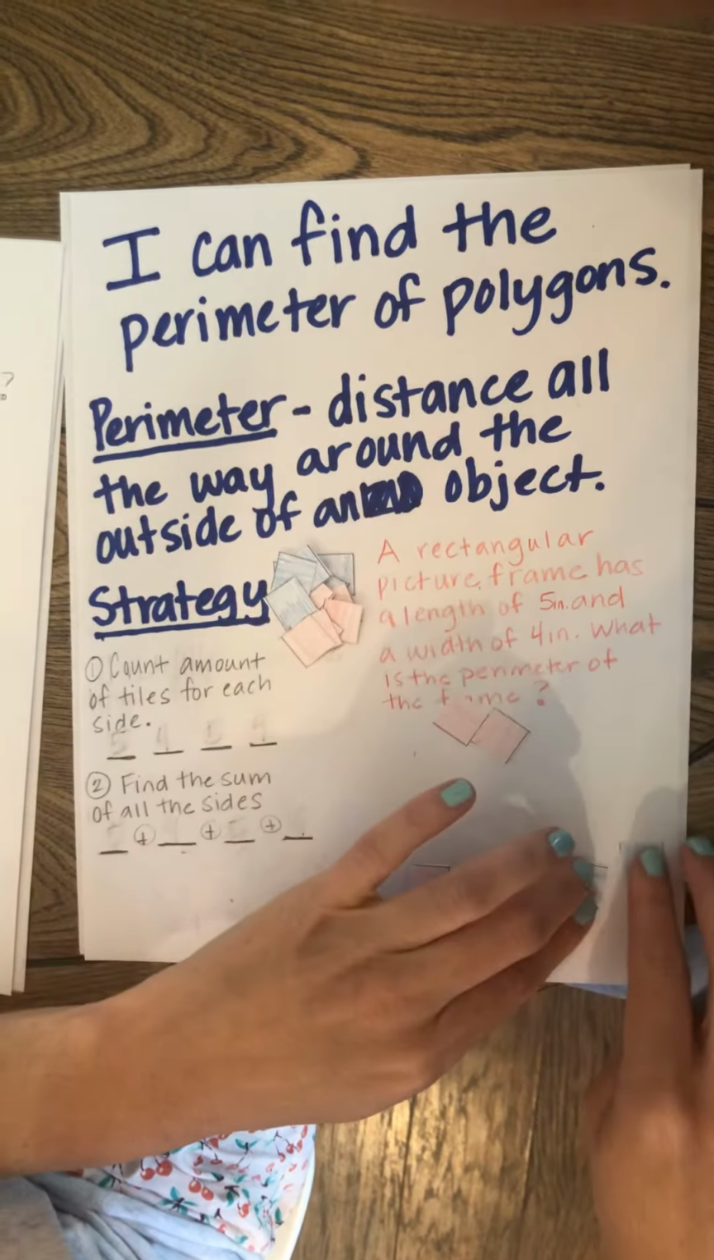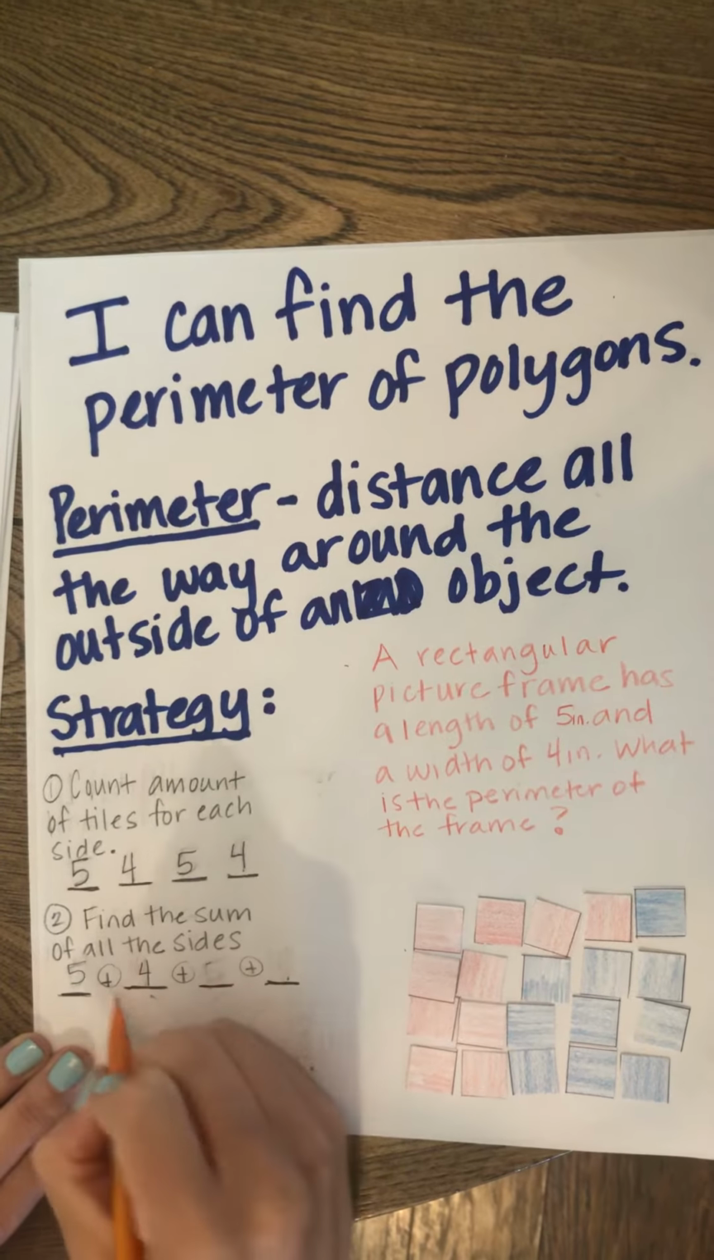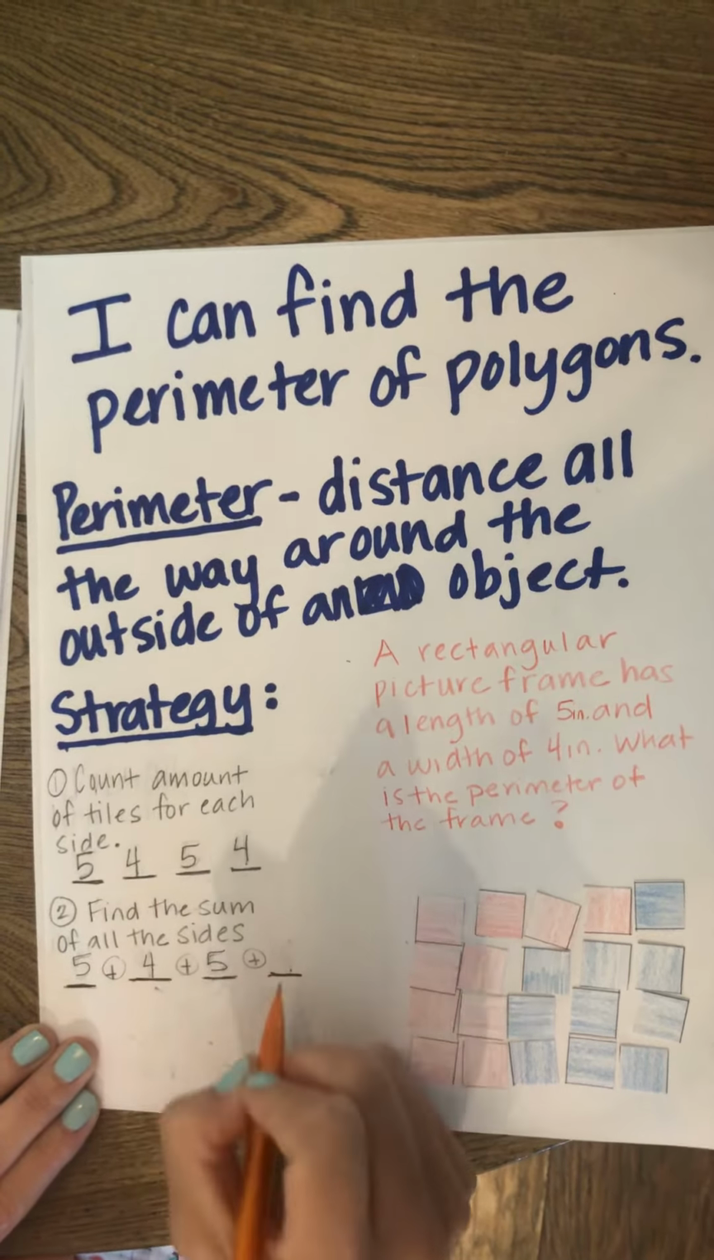The second step to finding perimeter is we need to find the sum of all the sides. So 5 plus 4 plus 5 plus 4. I see 2 friendly numbers. I see 2 4s, which are doubles. So we've got 10 plus 8 equals 18. So that means the perimeter of our picture frame is 18 inches.